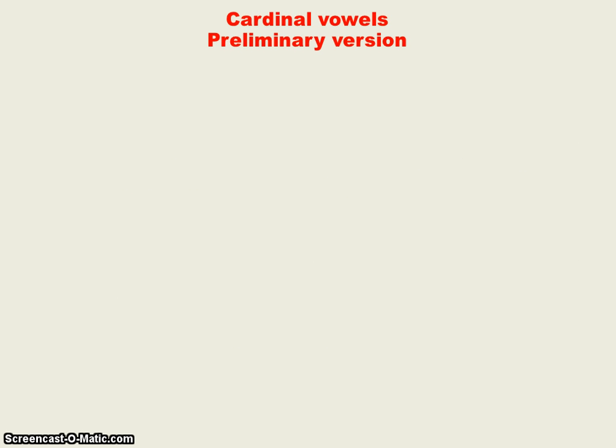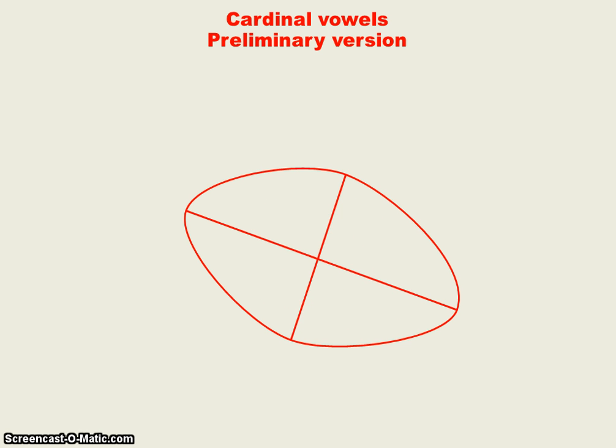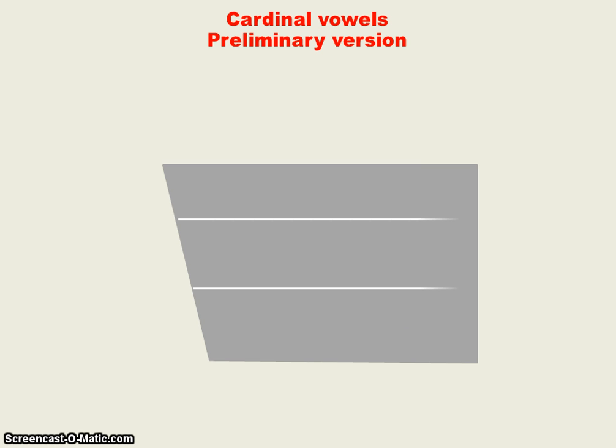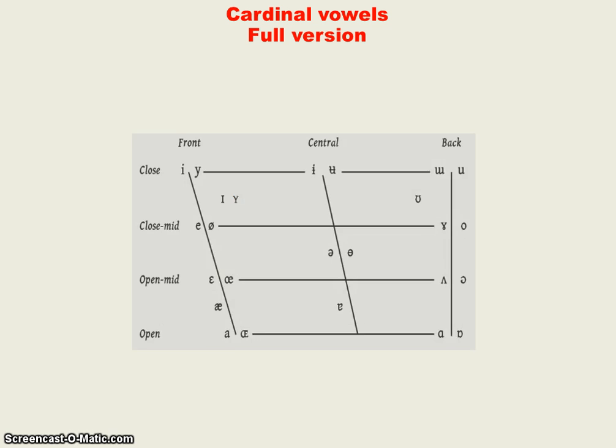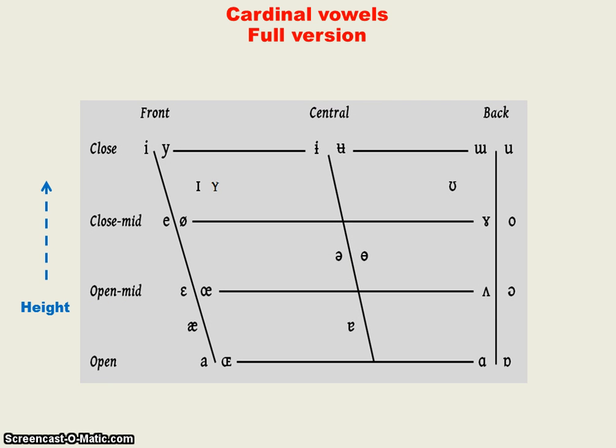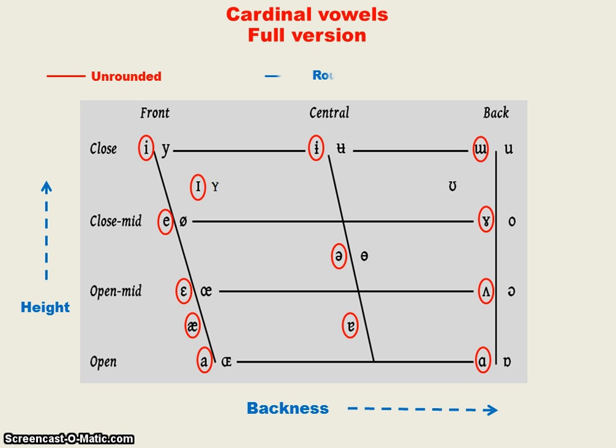Let's look at a preliminary version of the cardinal vowel system. This is the vowel area, and these are the two axes. We identify first the place of the vowel E, cardinal vowel number 1, and A, cardinal vowel number 5. We start from there, we draw a trapezium, and then we assign it the vowels E and A, and we assign the remaining primary cardinal vowels. Here's the full version. Again, height is represented, backness is represented, and rounding is also represented.